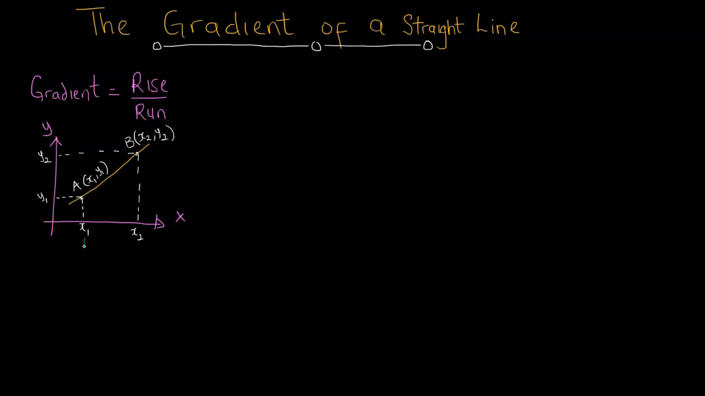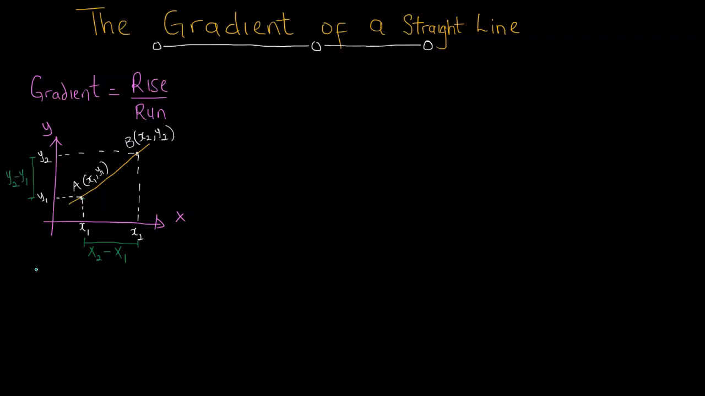Changing the x-axis is how far this line has run. So we can see that this is the change in x. So this is x2 minus x1. It started off from x1 and it has ended at x2. So the change is x2 minus x1. So this is how far the line has run. Similarly, looking at this, we would see that from point A, it started off at y1 and it's ended at y2. So right here is the change in y, and this is how far it has risen. This is y2 minus y1.